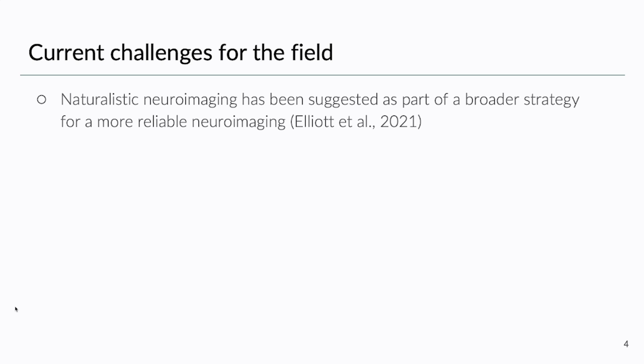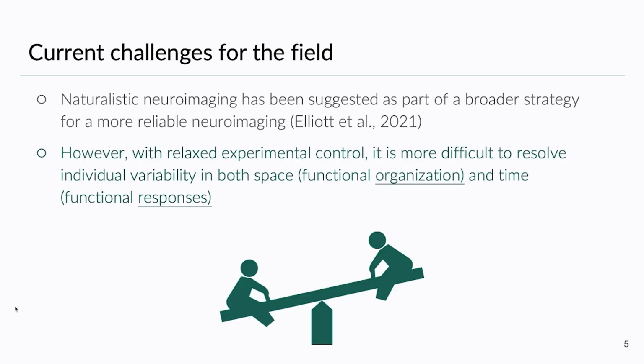I think that in general, when we have been talking about naturalistic neuroimaging as a field, it's been suggested as part of a broader strategy for a more reliable neuroimaging science and more reliable inferences. But as part of that, we need to continue to think quite strongly about the computational approaches that we bring to this kind of stimuli. Because with relaxed experimental control, it becomes more difficult to resolve individual variability in both space, as in functional organization, which we've heard a lot about so far, and also time, as in functional responses.